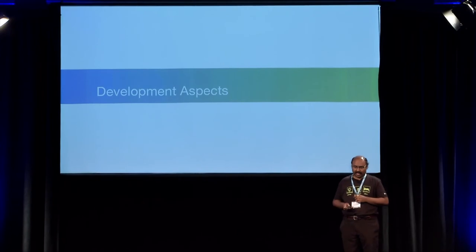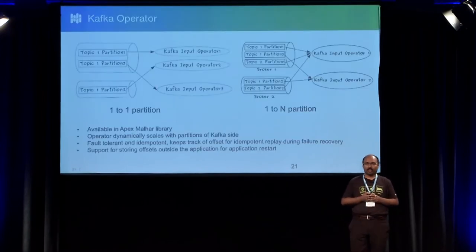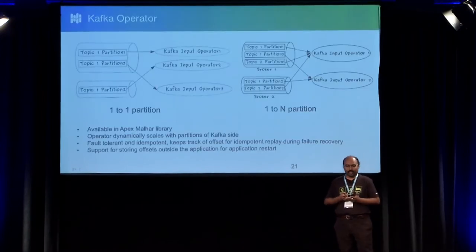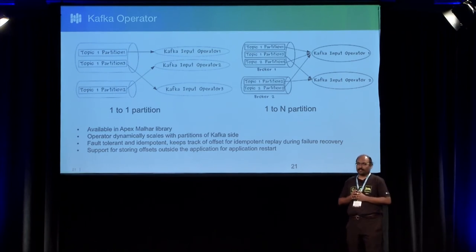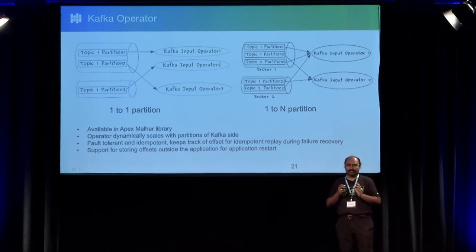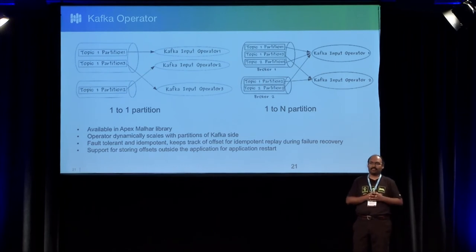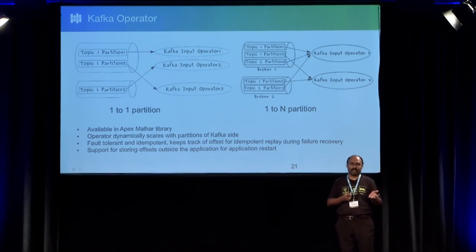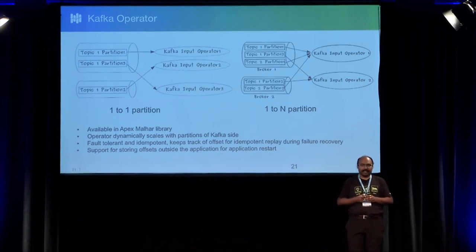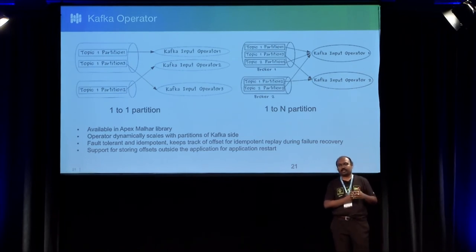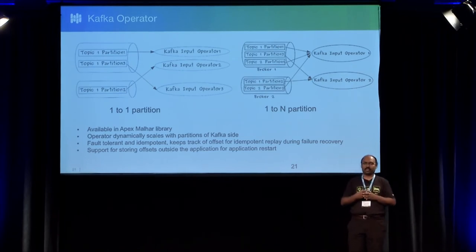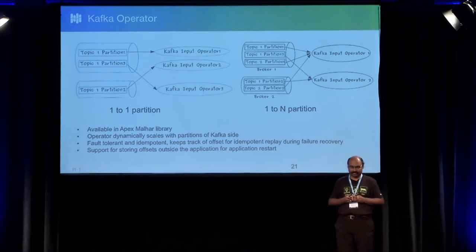So some of the development aspects. The Kafka operator was used. This is an operator that has first-class support in Apex in our library. So we keep up with the version of Kafka. If Kafka releases a new version of their API or they make some improvements, we try to mirror that with our Kafka operator. And Kafka is a real-time, in-motion message bus for consuming data or delivering data to different systems.